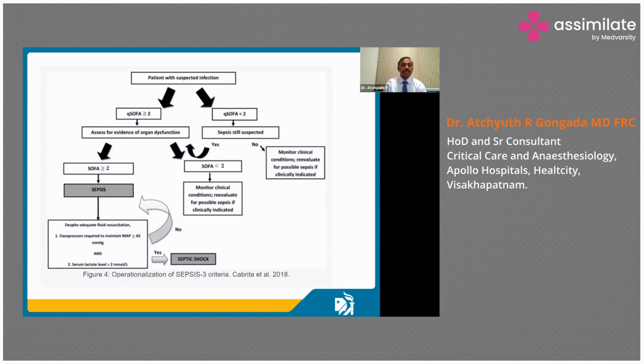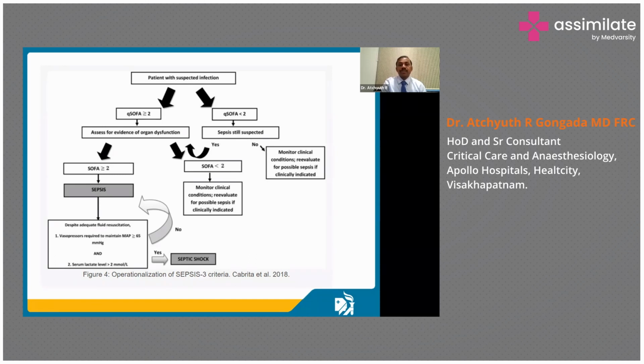And if the patient is in shock with mean arterial pressure less than 65 and serum lactate more than 2 millimoles per liter, we call it septic shock. And if the SOFA score is less, you monitor the patient clinically and reevaluate the patient, as the possibility of sepsis cannot be ruled out by a single examination of the patient.